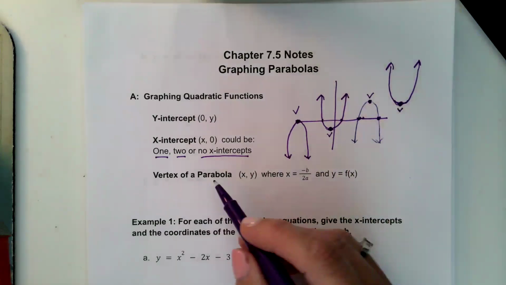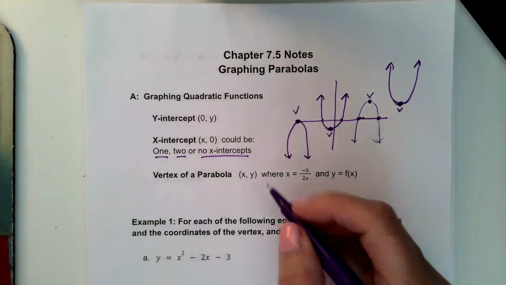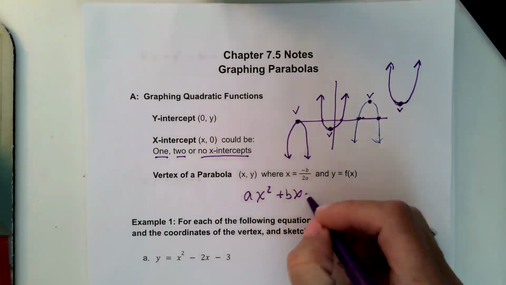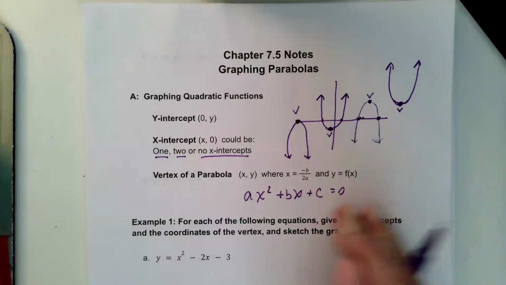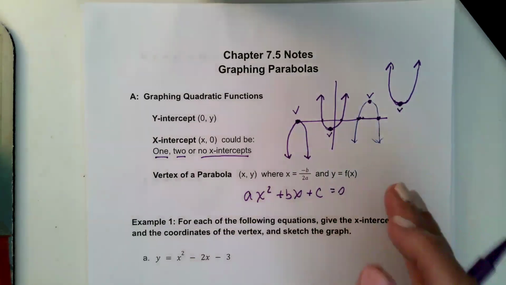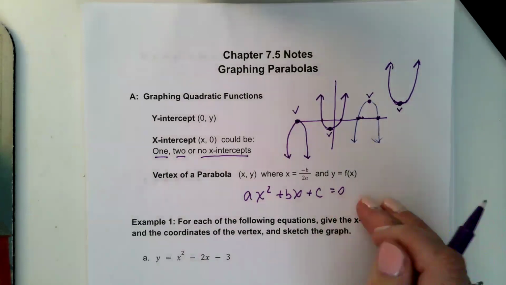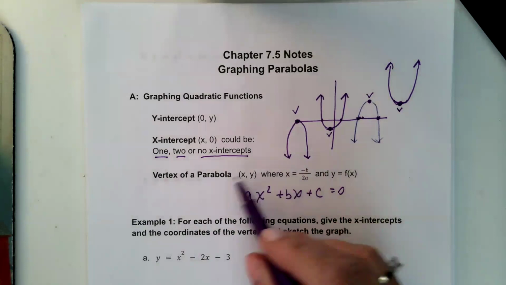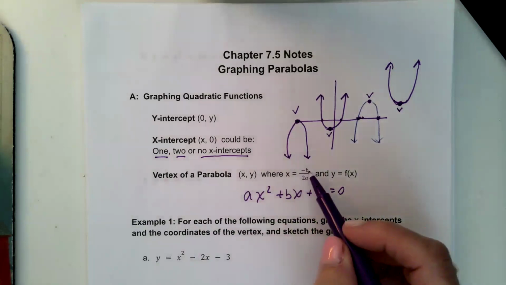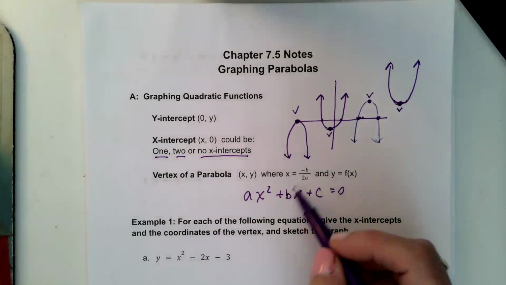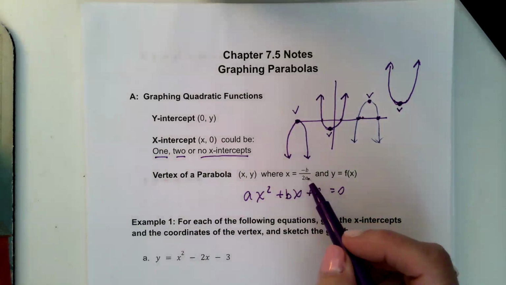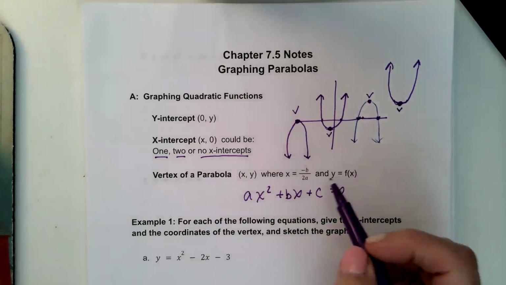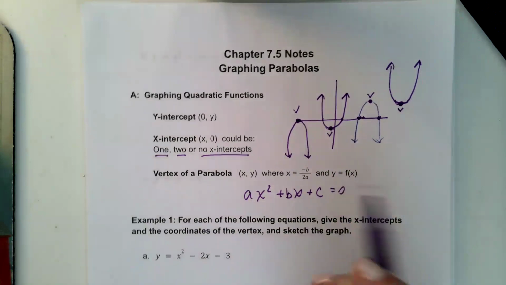And the vertex is found by this: if your quadratic is in the form ax squared plus bx plus c equals 0, all of the terms have to be on the left or right-hand side and 0 on the other, then you can find the x coordinate of the vertex by taking the opposite of b, so the opposite of b divided by 2 times a. And then you're going to put that x value into the function and you'll get your y coordinate.